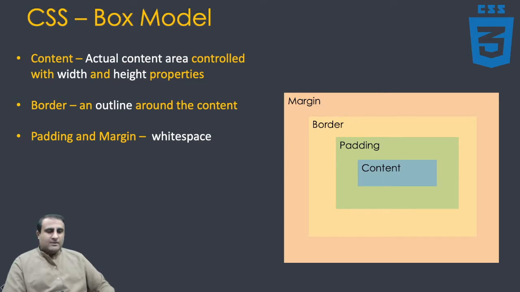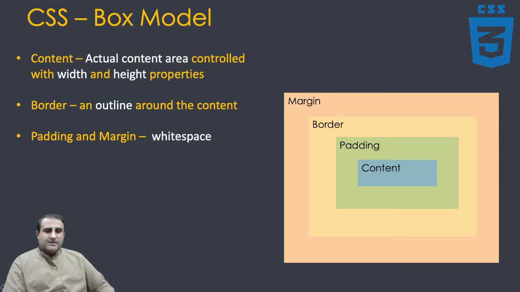And then on top of the padding we have the border box. This border encloses the padding and the content. And then finally we have the margin box. This box is also white space, which is not visible in the browser, but this box surrounds the border, padding and the content.